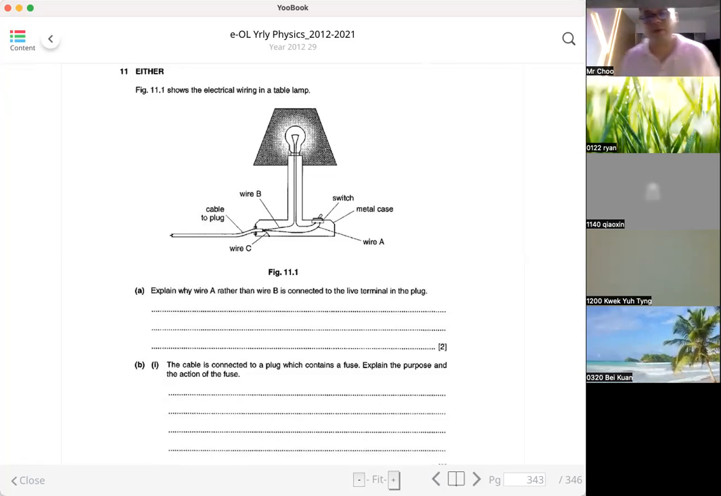Hao Ray, even if the switch is at the neutral wire, if the switch is off, there will be no current. Okay, I want you to take note. I already read from Hao Ray and Oscar that you mentioned if the switch is at the neutral wire, even if the switch is off, there will be current. That is incorrect. So let me explain to you the concept, then you tell me what you understand.